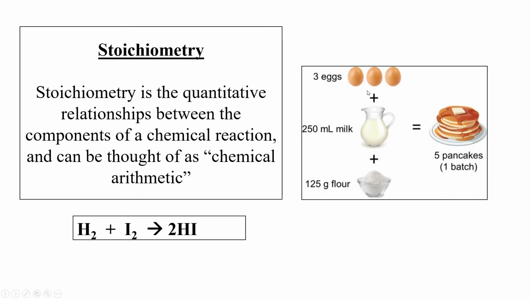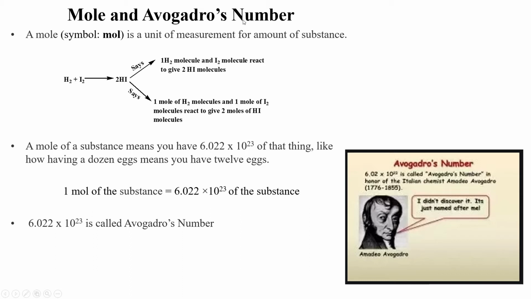Now, if your answer is that 6 eggs are needed to make 10 pancakes, it means you already know how to do the stoichiometry and adjust the reactants to make the product. Let's see mole and Avogadro's number.